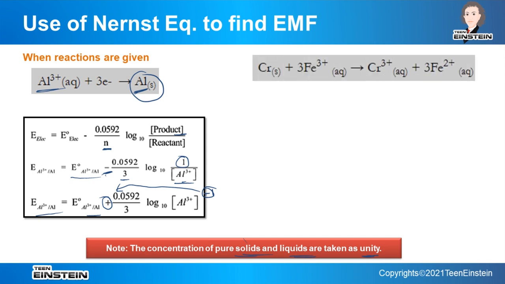Another similar type of reaction, but now it is not a half reaction. It is combining two systems. Here chromium is oxidized to chromium 3+, and iron 3+ is reduced to iron 2+. So you can directly write the Nernst equation. First of all, we will see how we can directly write it.